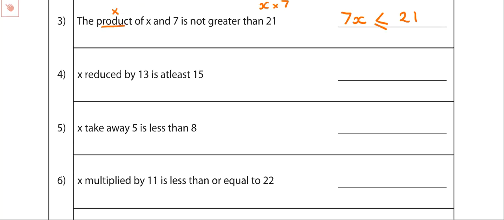x reduced by 13. So we should have x minus 13. At least, now this one is very important. At least means that amount or more. So x reduced by 13 should be greater than or equal to 50. Because if I said to you, I want at least 4 pages written, I'm going to give you 4 pages. You're going to give me 4 pages, yeah.